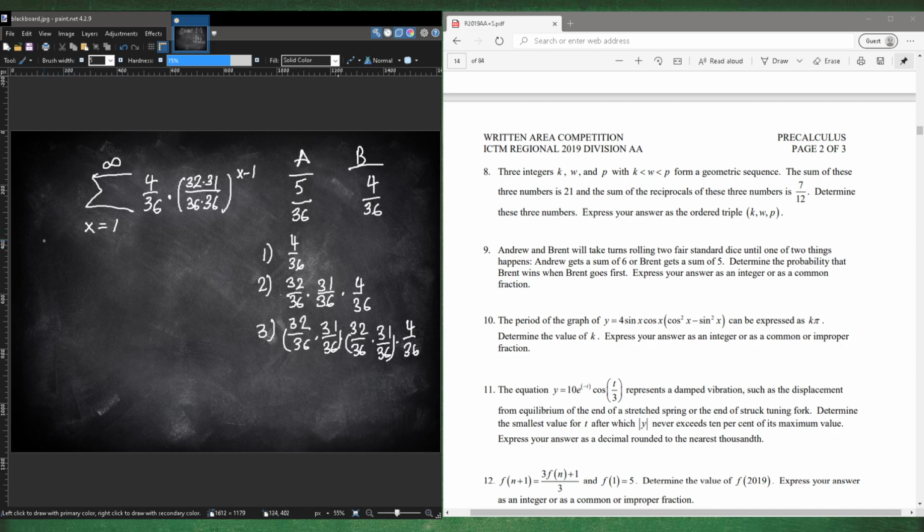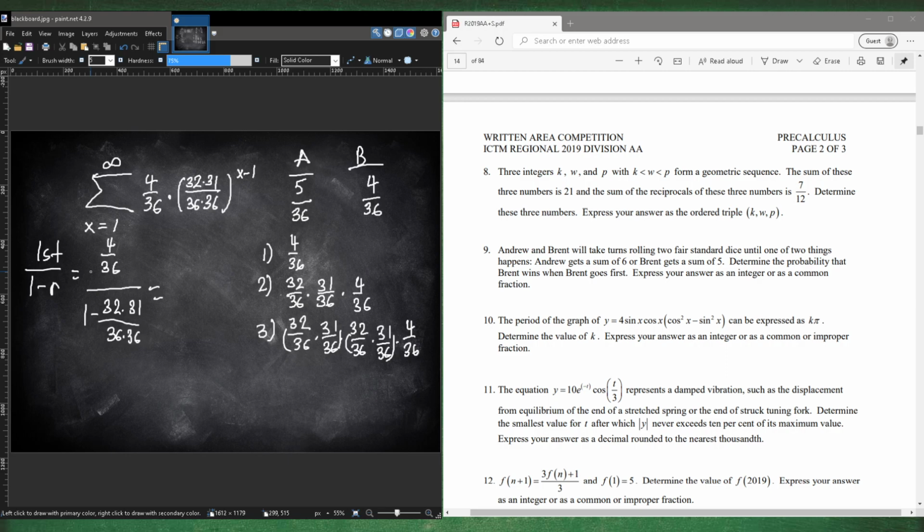And the formula to get the sum is just the first term over 1 minus the ratio. So our first term is 4 over 36. So 4 over 36 divided by 1 minus the ratio, 32 times 31 over 36 times 36. And since there's just a bunch of numbers, let's just put this all in our calculator. So 4 over 36 divided by 1 minus 32 times 31 divided by 36 over 36.